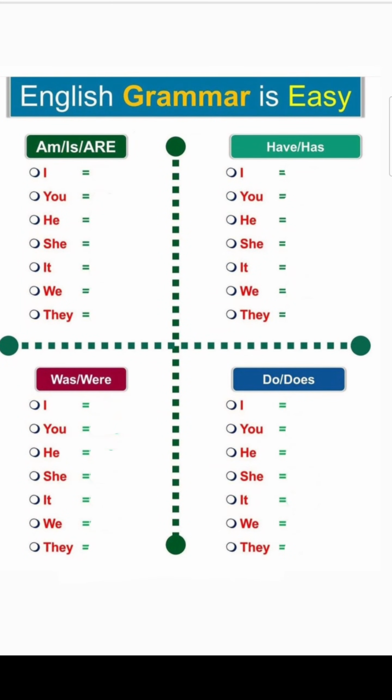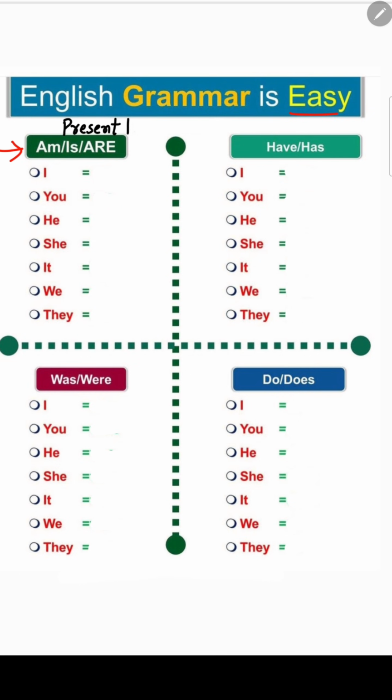Look at the screen. It says English grammar is easy. And today I will prove it. See this 4-box chart. If you learn only this one, 70% of your English speaking problem will be solved. So are you ready? Let's go. Box number 1 is am, is, are. We use these for the present time.